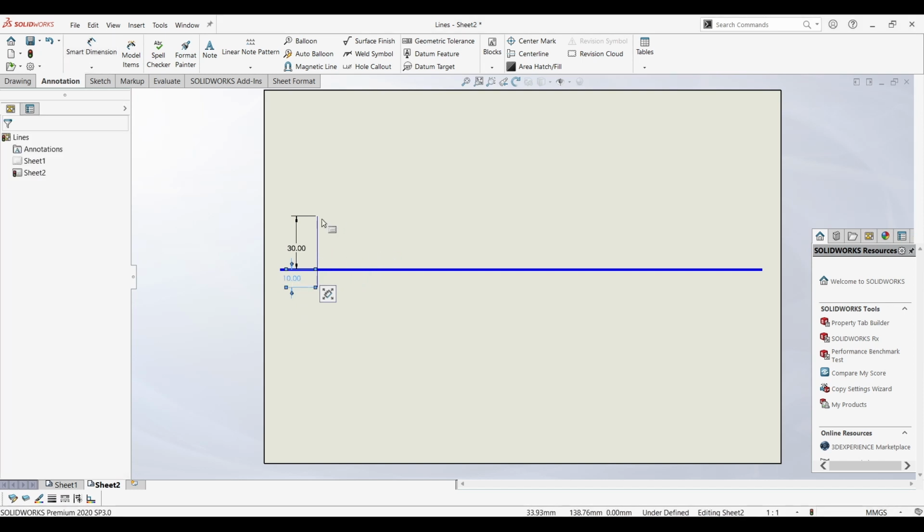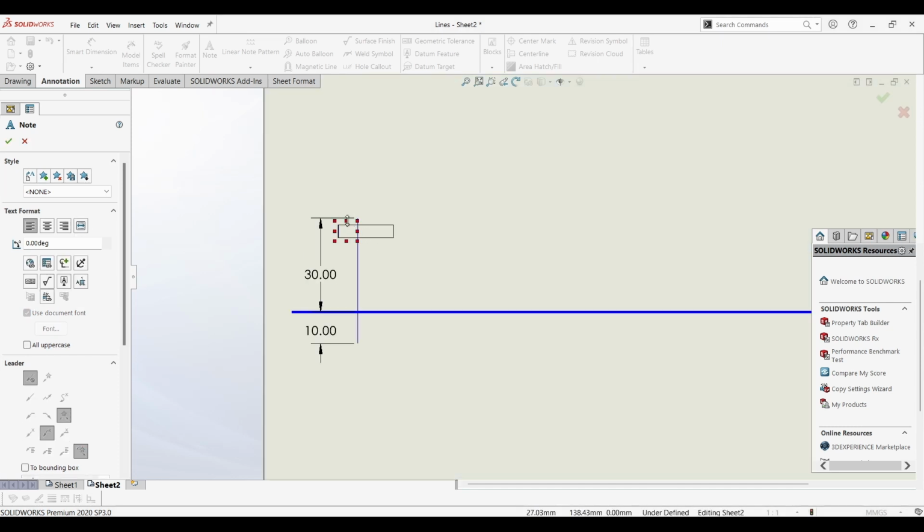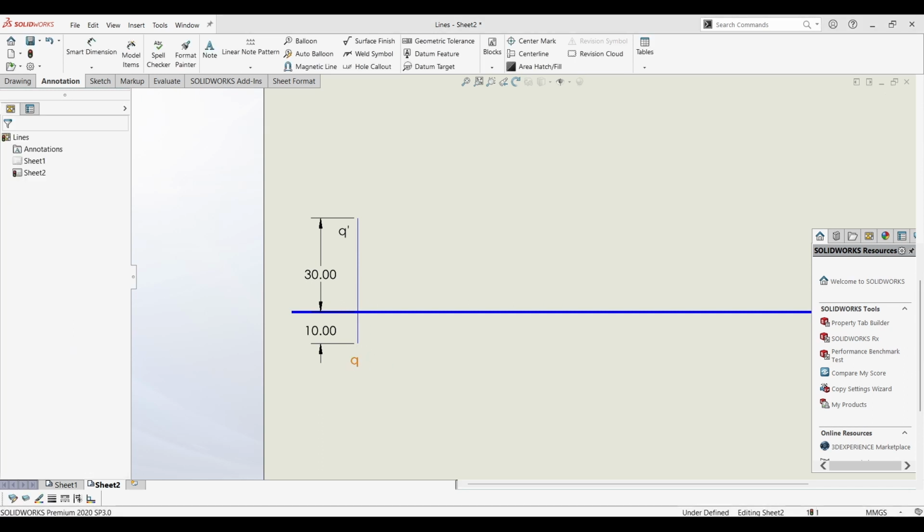Next thing we need to do is annotate it. I'll just put the annotation for this point. This is Q dash, and this point is Q. Okay, fine. We are done with this.